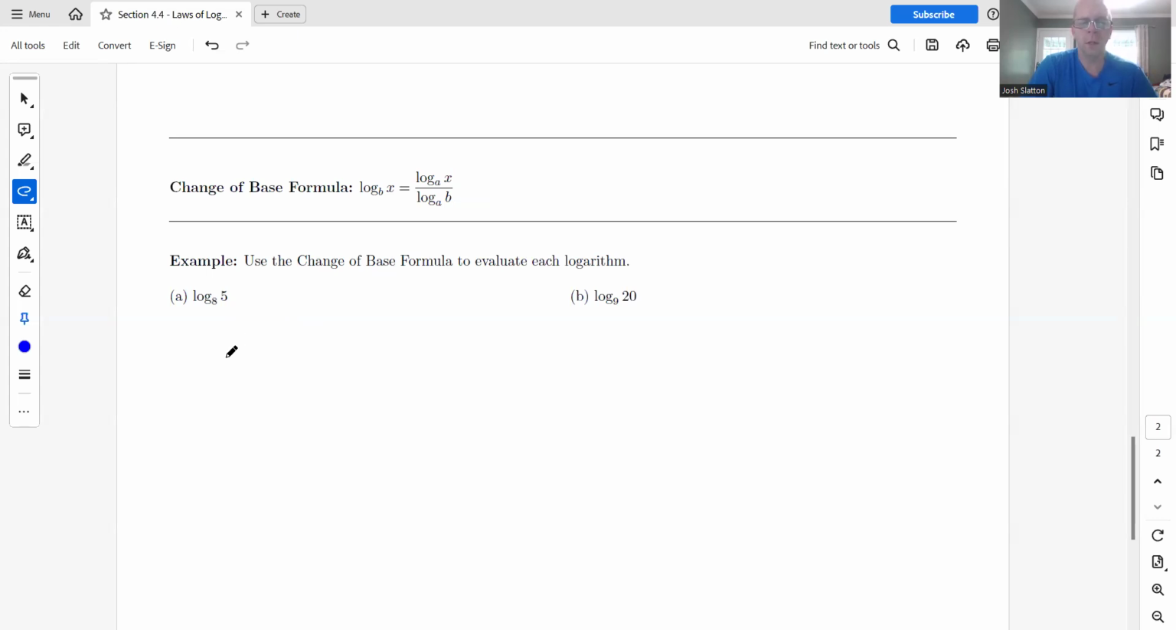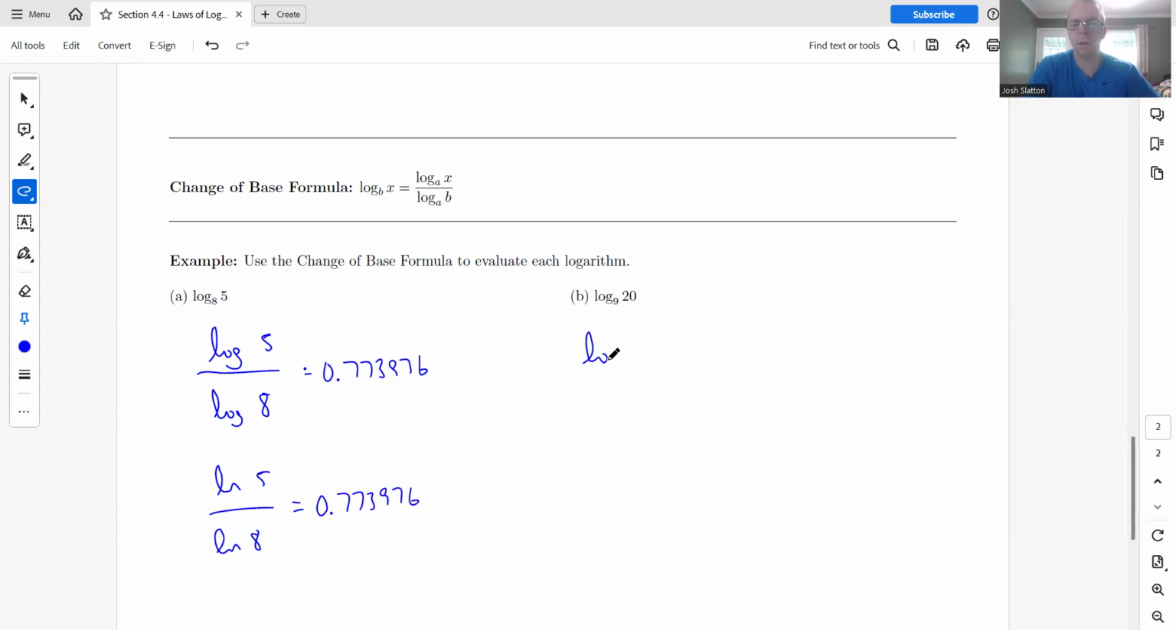So log base 8 of 5, we can just make that log of 5 divided by log of 8. And that's it. You could pick any one. You could also do ln of 5 over ln of 8. You get the same thing. So either way, you get the same answer. So log of 5 divided by log of 8, you get 0.773976. If you do ln of 5 divided by ln of 8, you get the same thing. So either way works. Doesn't matter which one.